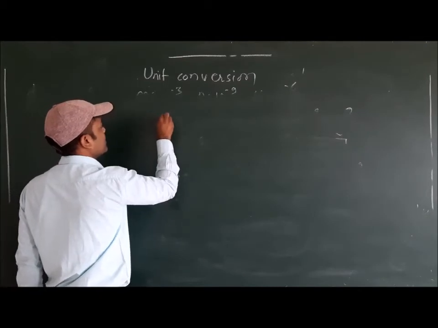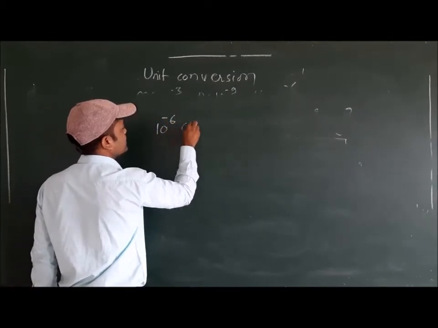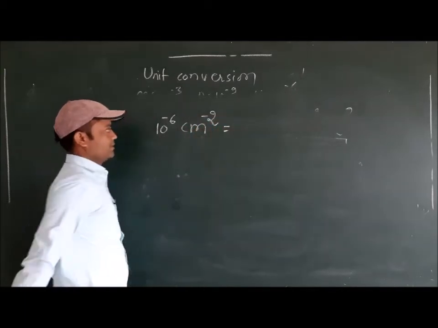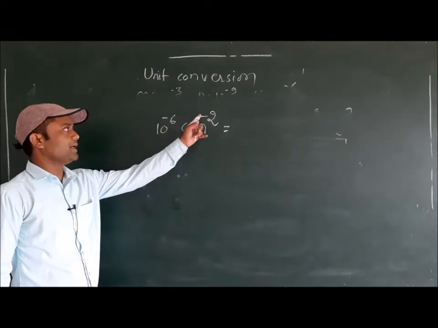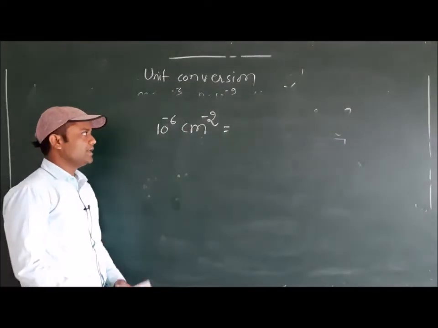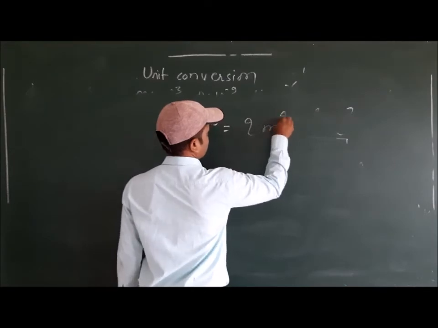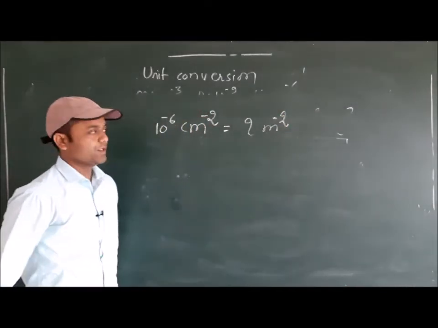Next example: 10 to the power minus 6 per centimeter square is there, meaning centimeter to the power minus 2, and I have to convert it into per meter square, okay?